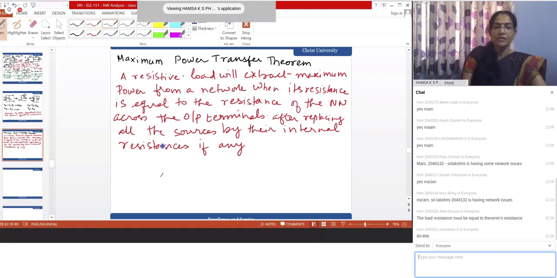Or in other words, this theorem states that if RL equal to RTH, then maximum power will be transferred to the load. Thevenin resistance, Norton resistance is the same. Definition is the same. Okay.